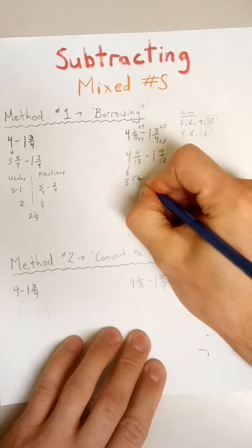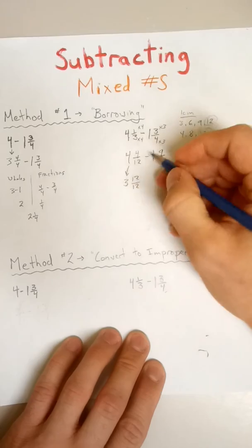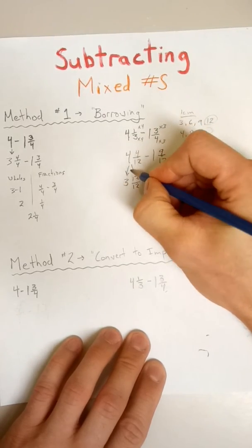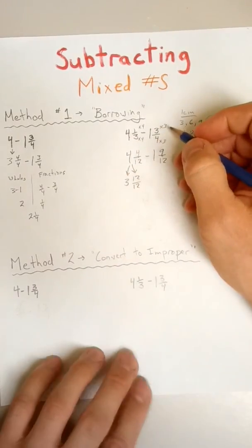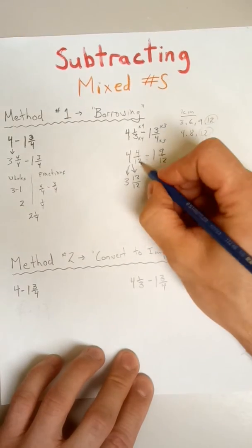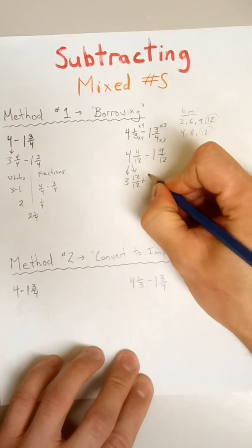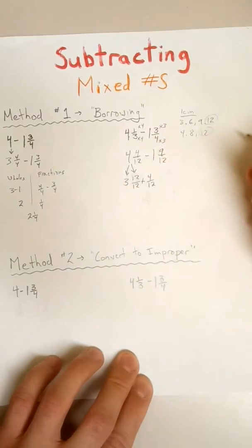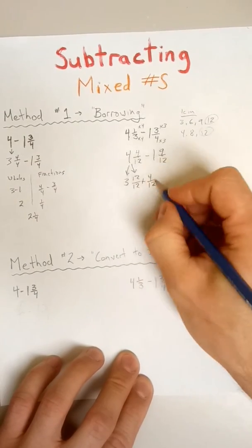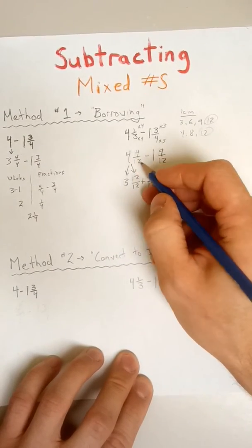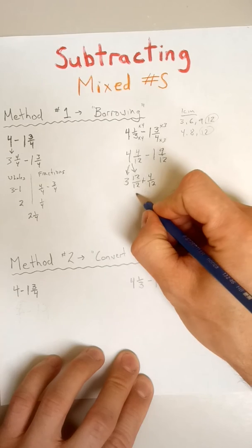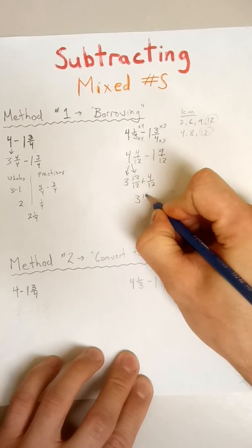12 over 12, which is the same as 4. So this splits into 3 and 12 over 12. 3 and 1 is 4. Don't forget, we also have our 4/12. Add these two fractions up, and 4 and 4/12 after these two steps becomes 3 and 16/12.